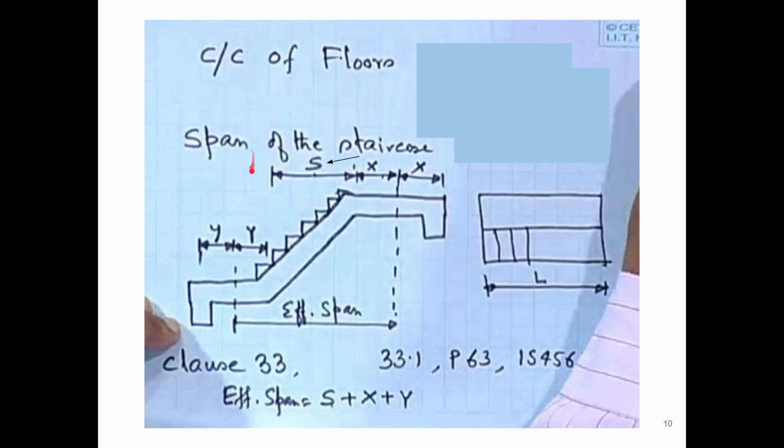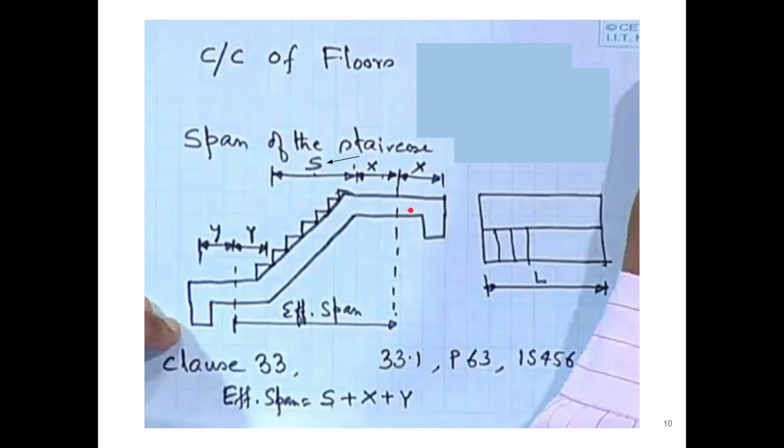Here, s is basically the span of the staircase, and x and y are the extension in the landing area. This is called the landing area, and this is called the flight. It is called flight because it is going up, like an aeroplane. We are going up, so that's why it is called flight, and these positions are called the landing area.